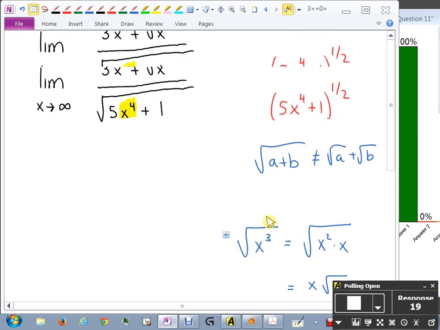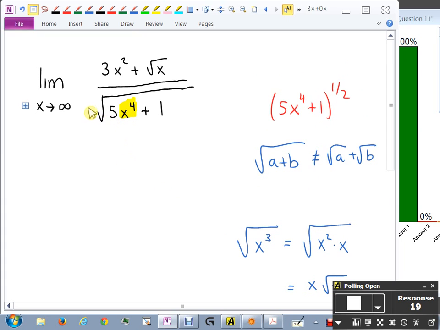That's the idea. So I need to pick something out here, 1 over x to a power, so that when I square it, I get x to the fourth. So what should I pick? x squared. I should pick 1 over x squared. And that way, when I pass it into the root, it's going to become 1 over x squared squared, which is 1 over x to the fourth. And then the same thing up here, and then you multiply this through.